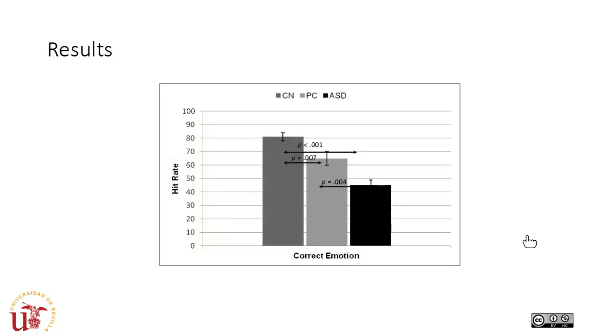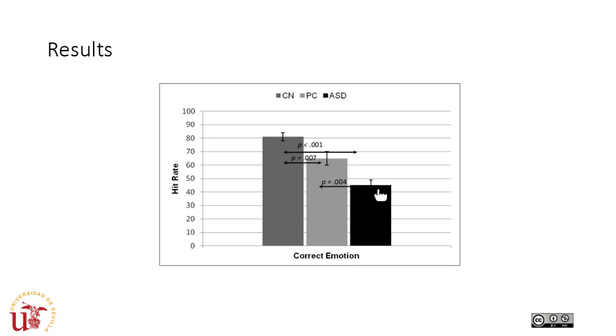And what did we find? We found that the typically developing children got it right around 80% of the time. But the children with autism got it right only about 40% of the time, 40 to 50% of the time.